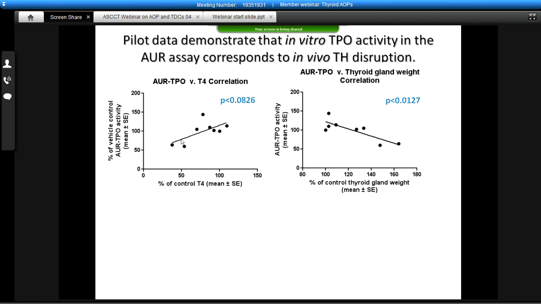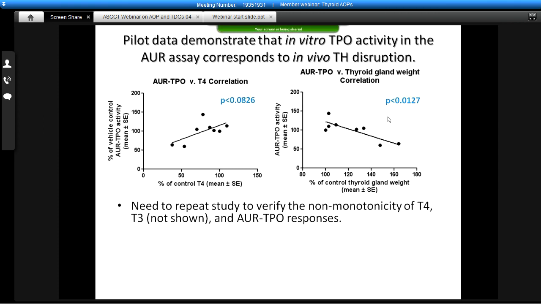So you can see Amplex UltraRed TPO activity and T4 do not form a statistically significant correlation. However, the thyroid gland weight, which has a normal dose response curve, does correlate significantly with Amplex UltraRed activity. But obviously, we would prefer a statistical correlation with thyroxine because a decrease in thyroxine is typically what might be measured in an epidemiological study or even in a rodent study. So that's really the physiological benchmark we'd like to use for a correlation.